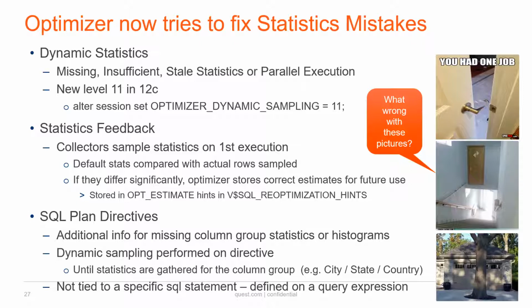SQL plan directives are another way that it can change column group statistics or histograms. What it does is it dynamically samples the data on the directive. For example, a column group could be city, state, and zip. It looks at that column group and creates column group statistics. It's not tied to any SQL statement, so it's defined on a query expression. So at any time you've got city, state, and zip in a where clause, it'll use that SQL plan directive.